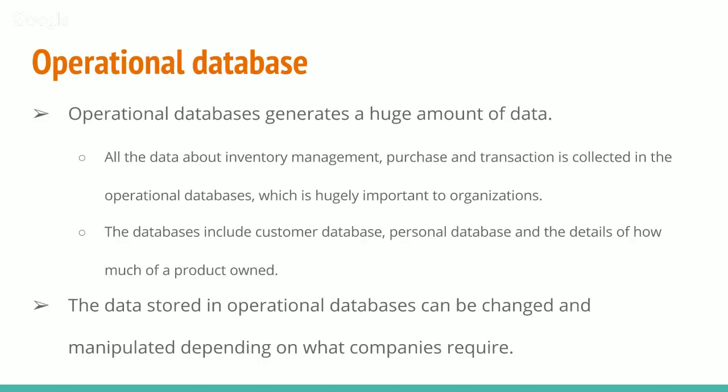The third one is operational database, which generates a huge amount of data. All the data about inventory management, purchase, and transaction is collected in operational database, which is hugely important to organizations. The database includes a consumer database, personal database, and detail of how much of a product. The data stored in operational database can be changed and multiplied depending on what companies require.